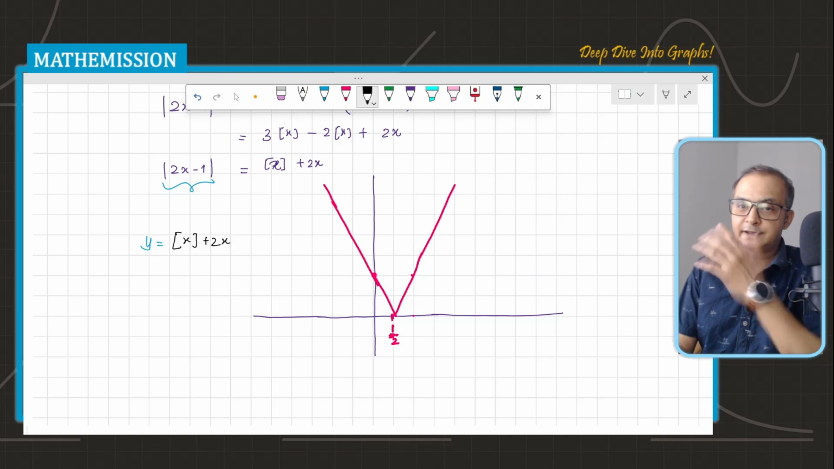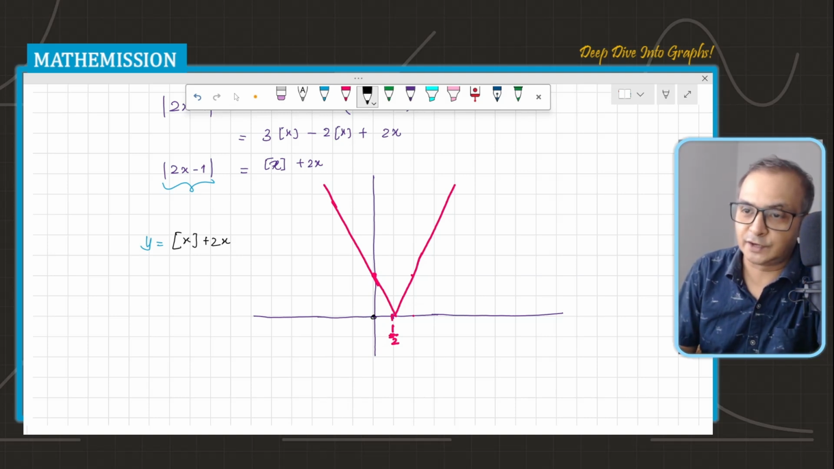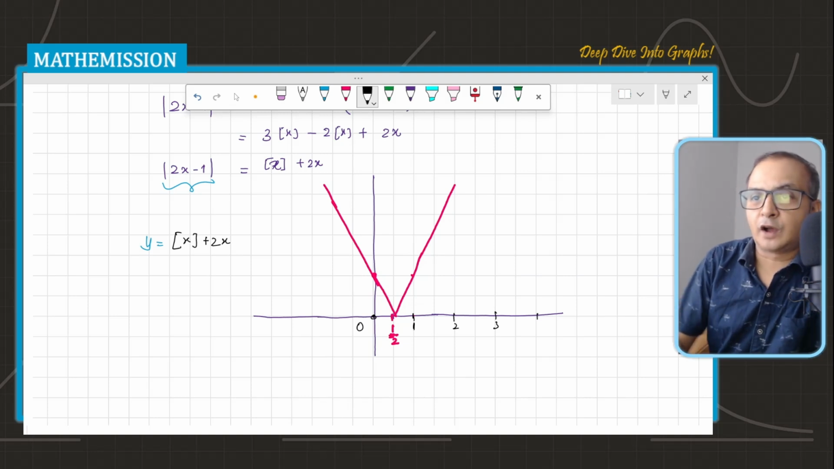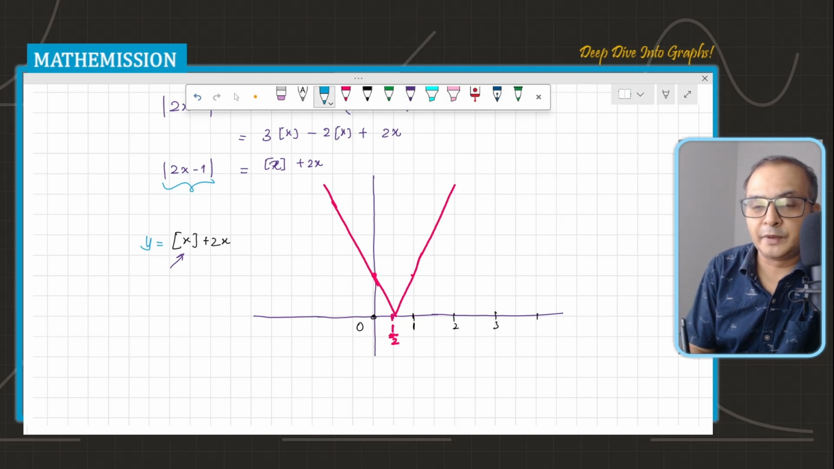Now we have to draw the graph of y is equal to the box x plus 2x, and we draw it very systematically and wisely actually. So 0, this is 1 there, this is 2 there, this is 3 there, and so on here also. Now you see that this box x is always producing the integer value. So let's find out the graph between 0 and 1.